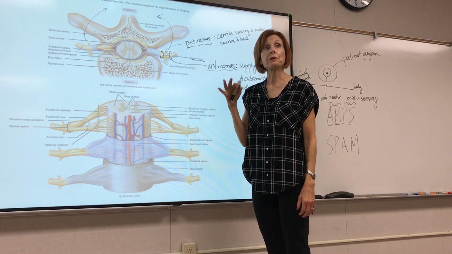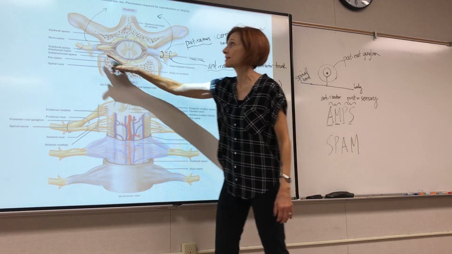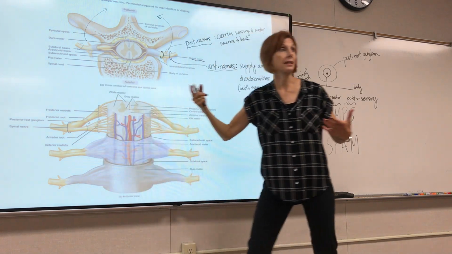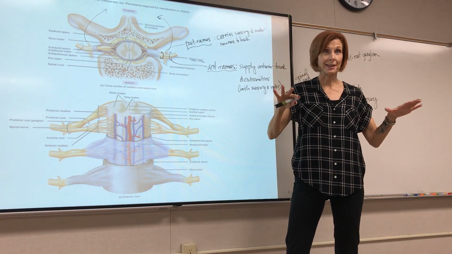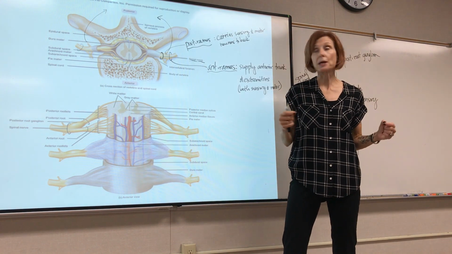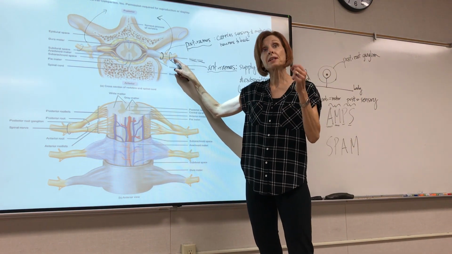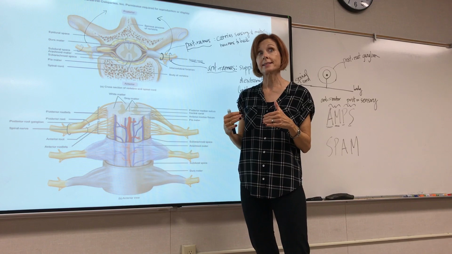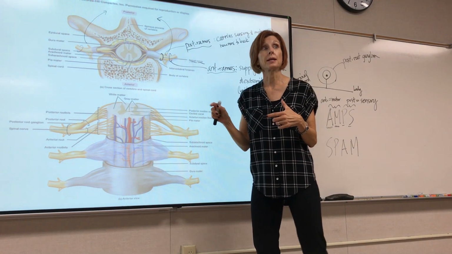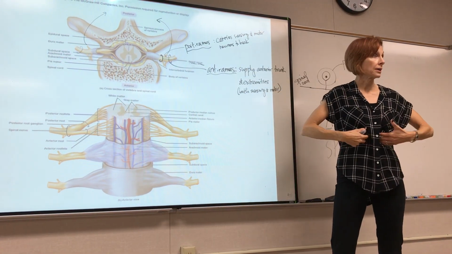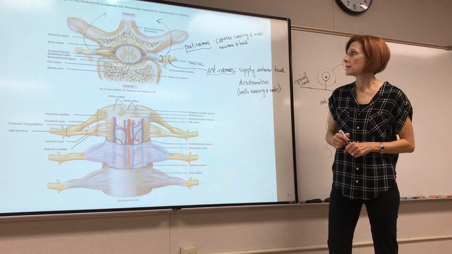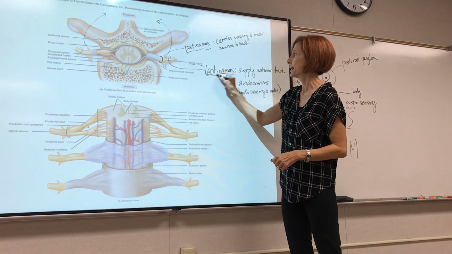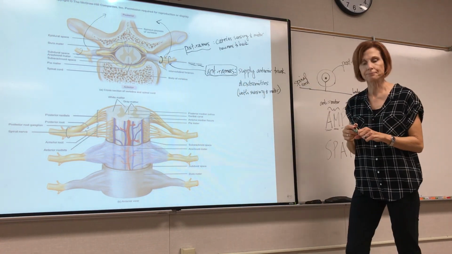Actually, we've kind of already finished with this posterior ramus because all it's going to do is carry sensory and motor neurons to the back. So we're done with that, okay? The anterior rami are actually what get involved in those plexuses that we were just looking at, and they also travel around along the ribs, supplying the anterior part of the trunk. So now we're just going to focus on the anterior rami.